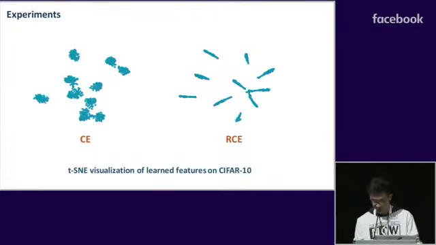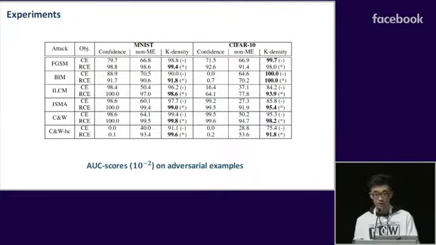And these properties make the features learned by RCE distribute on low-dimensional manifolds. Therefore, existing detector metrics like kernel density and LID and so on will collaborate better with the networks trained by RCE. And here are AUC scores for the detection of adversarial examples. Our method largely outperforms the baseline.